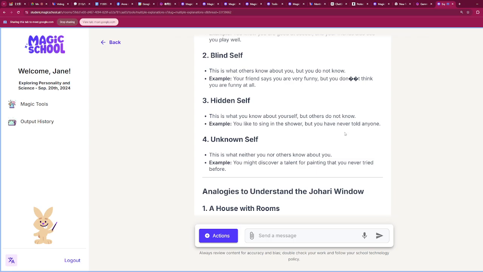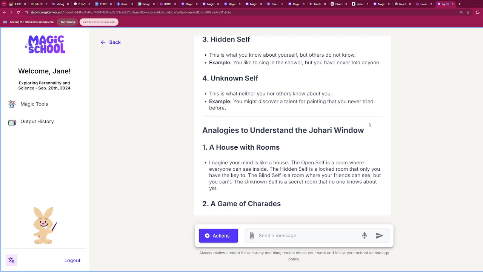I love singing, but others don't know. Unknown self. This is what neither you nor others know about you. You might discover a talent for painting that you never tried before.